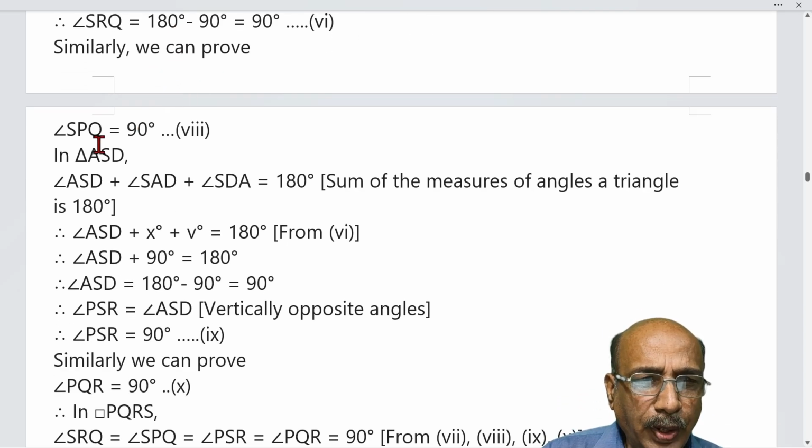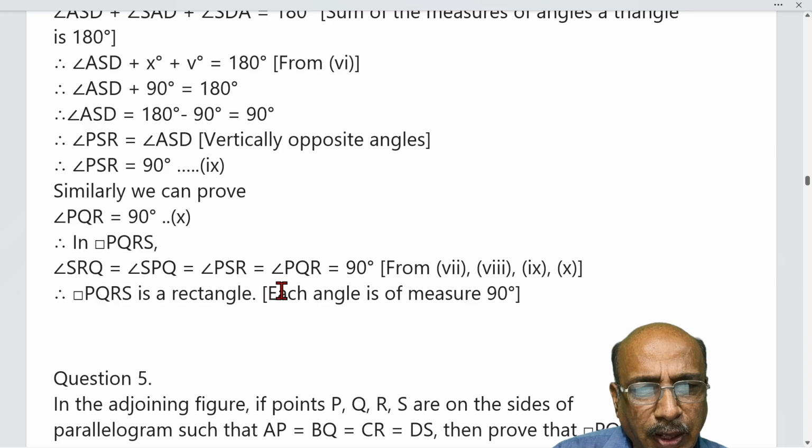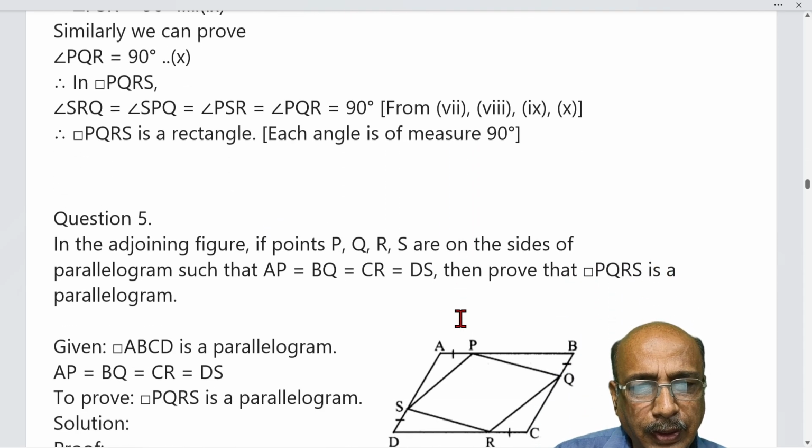Similarly, we can prove angle SPQ equals 90 degrees. Similarly, we can prove that angle PQR equals 90 degrees. Therefore, in quadrilateral PQRS, angle SRQ equals angle SPQ equals angle PSR equals angle PQR equals 90 degrees. Therefore, quadrilateral PQRS is a rectangle. Each angle has measure 90 degrees.